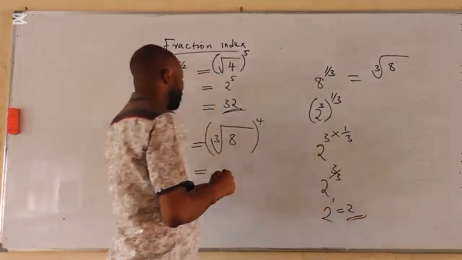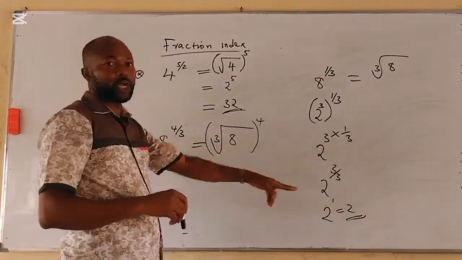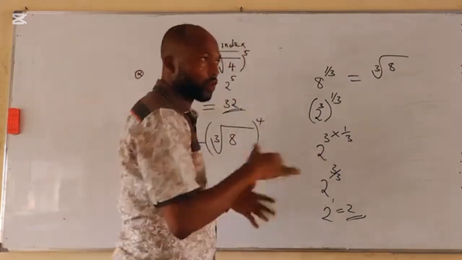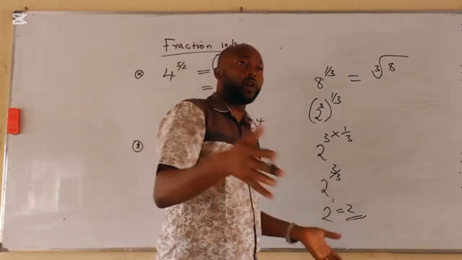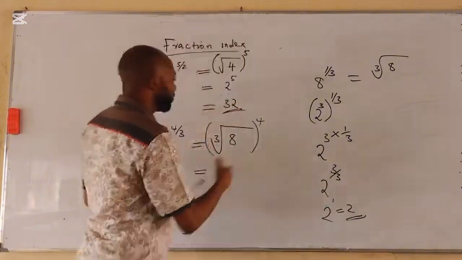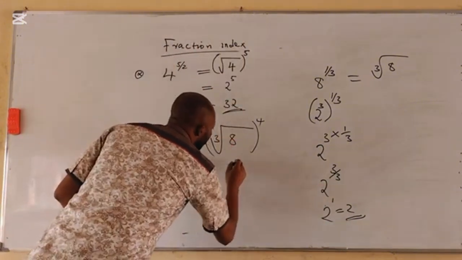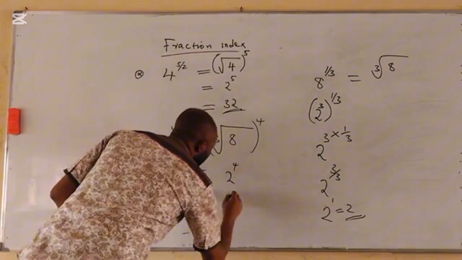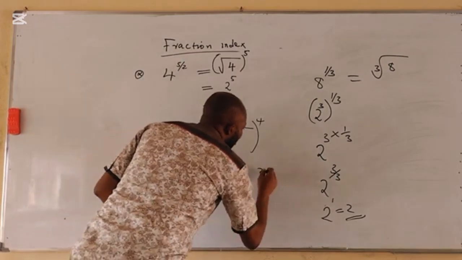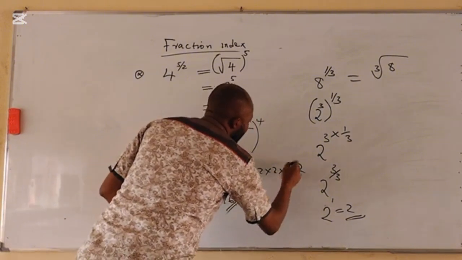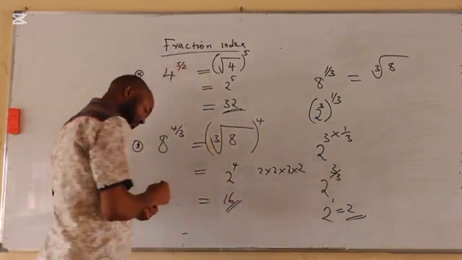So that is why the cube root of 8 is 2. I can use the laws of indices to solve anything I want to solve, based on what? Indices. So if that is true, my next step becomes 2 raised to the power 4. And this is 16. 2 times 2 times 2 times 2. 2 times 2, 4. 4 times 2, 8. 8 times 2, 16. That's how I got there.